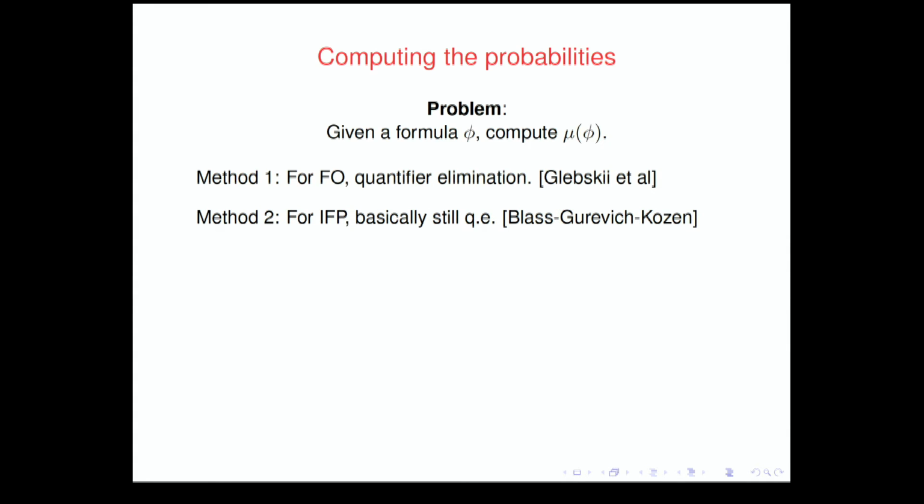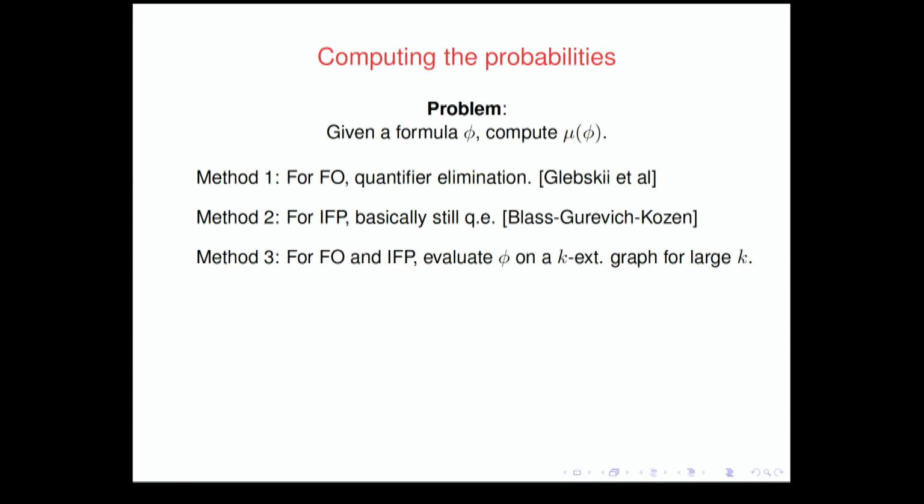So there's a second method. This would be for first order formulas. What about IFP? Can you do the same? Can you decide what is the probability? The original Blass-Gurevich-Kozen proof was also some kind of quantifier elimination, and therefore also gives an algorithm to decide it. However, the algorithm had an exponential blow up in space, and there is a reason for that, as we will see. But there is a third method that I haven't seen written anywhere, but it's quite simple, and I want to tell you what it is.